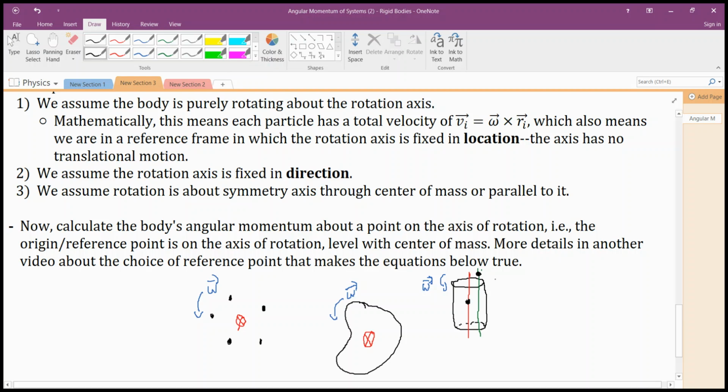By contrast, if I place my reference point up there instead, it is no longer on the same level with the center of mass. So that would not be the reference point about which we are calculating the angular momentum. Again, I will go into more detail about this in another video about how to choose the reference point that makes the equations we are about to derive below true.